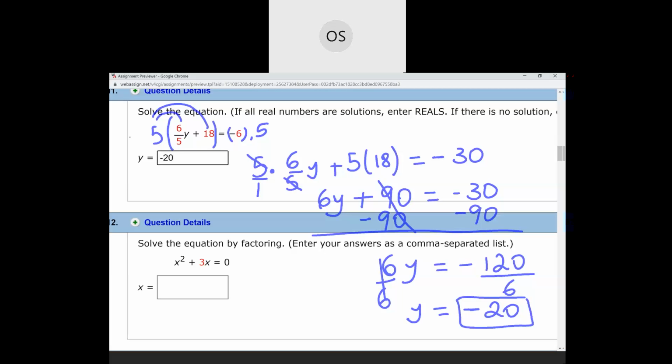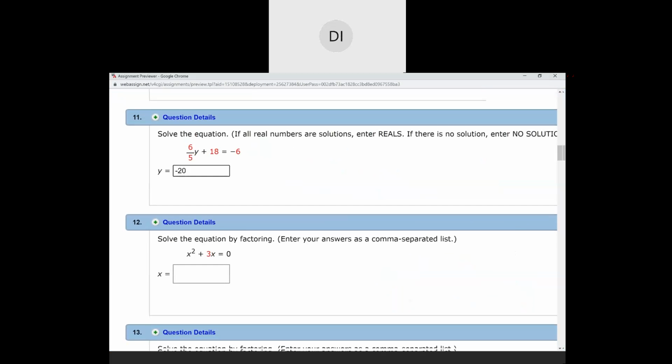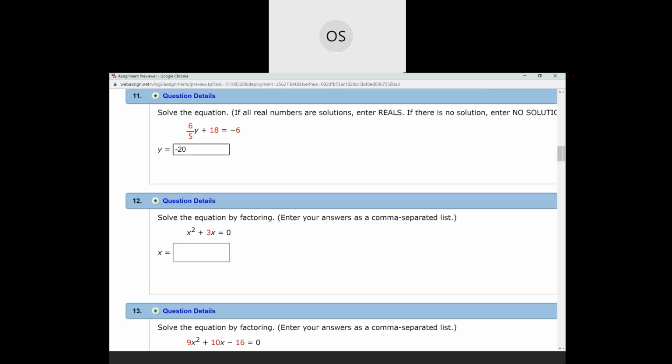Let's see what else. We have about 15 more minutes. Well, the FOIL really helped me out.